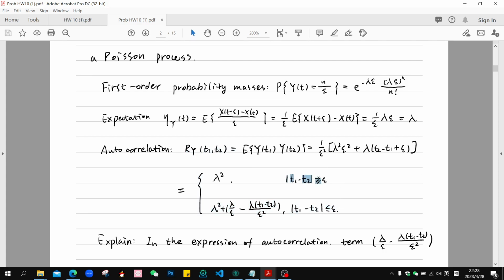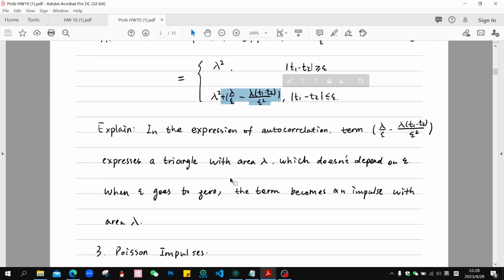When the difference between t1 and t2 is larger than epsilon, the autocorrelation is lambda squared. And when the difference is smaller than epsilon, the autocorrelation is lambda squared plus this term. In the expression of autocorrelation, this very complicated term expresses a triangle with area lambda, which does not depend on epsilon. When epsilon goes to 0, the term becomes an impulse with area lambda.